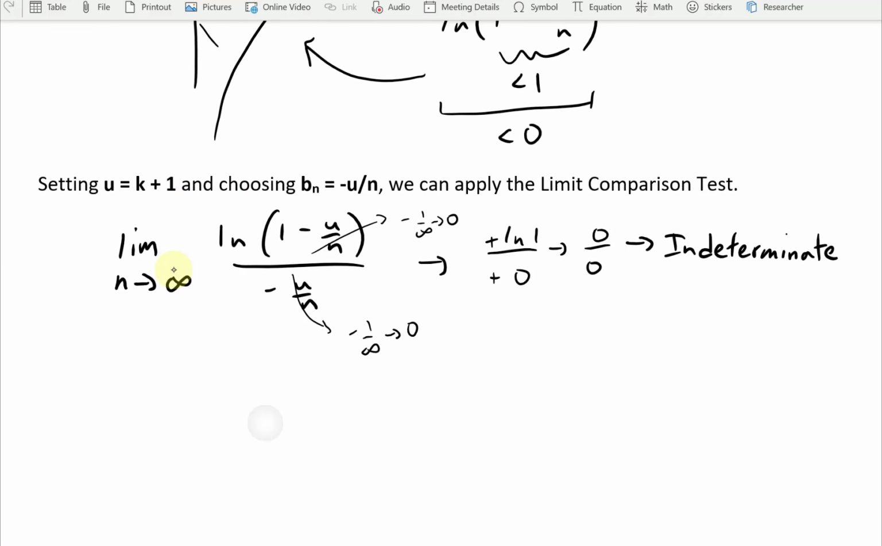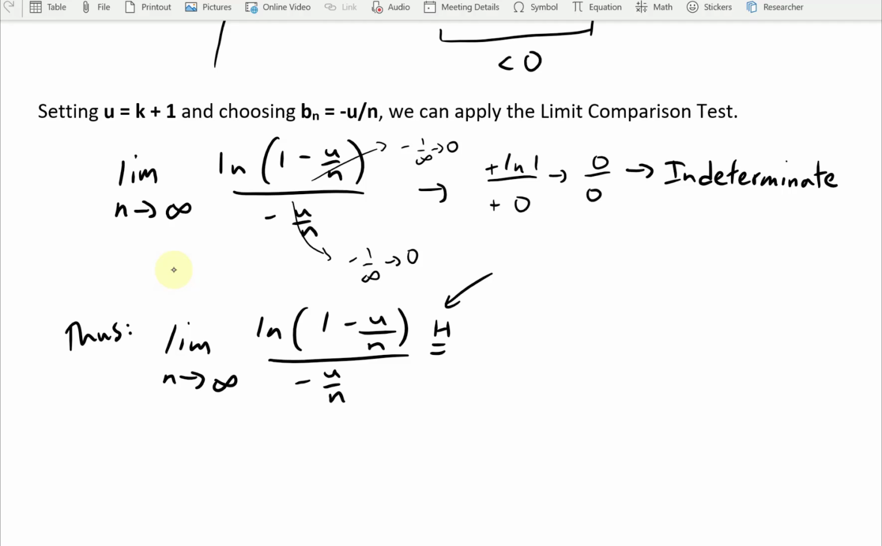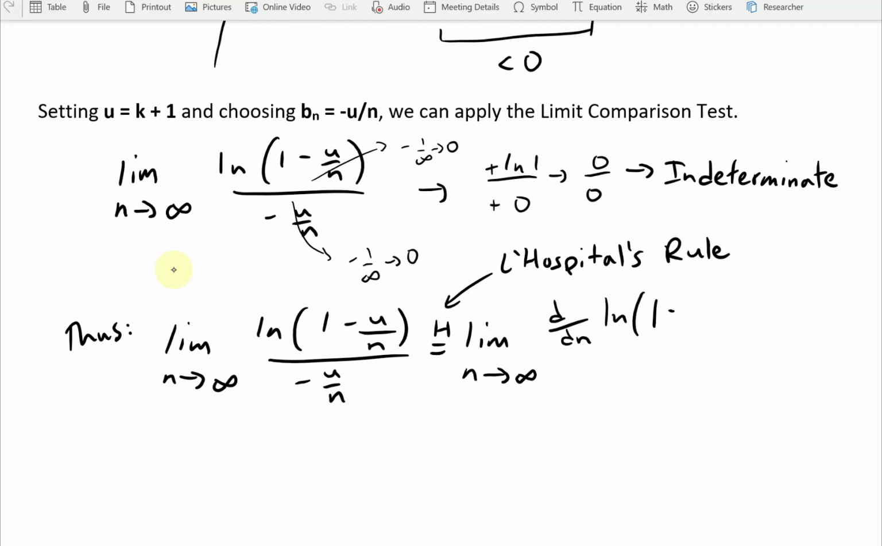So what we could do is just write the limit as n approaches infinity of ln of 1 minus u over n, over negative u over n. This equals, and I put an h for L'Hopital's rule, L'Hopital's rule as referenced above. And now this equals the limit as n approaches infinity of the derivative: d over dn of ln of 1 minus u over n, over d over dn of negative u over n.